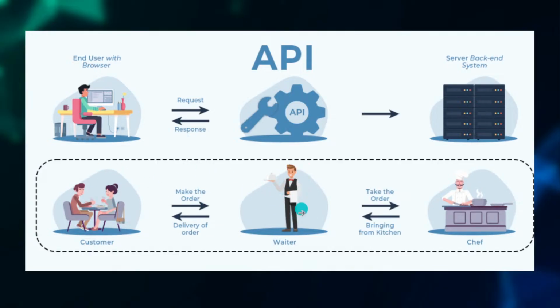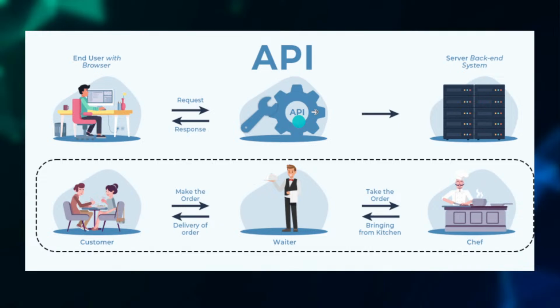This is the process of the waiter, right? We just ask, the waiter gives what they need to the chef, collects the dish from the chef, and gives it again to the customer. The API process is similar to that.